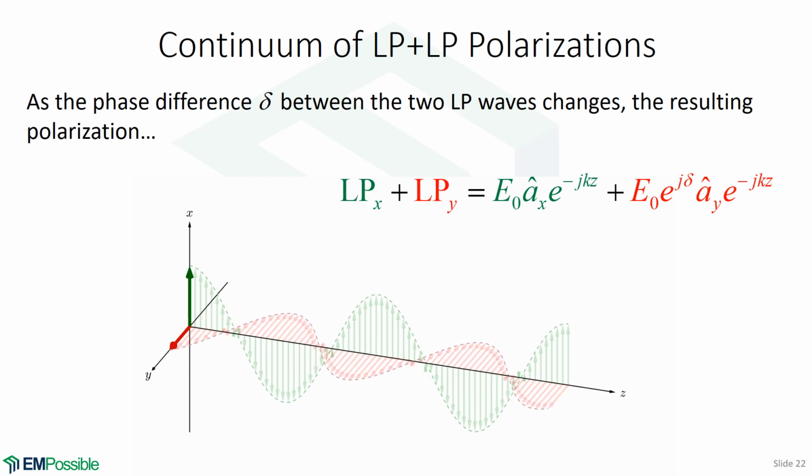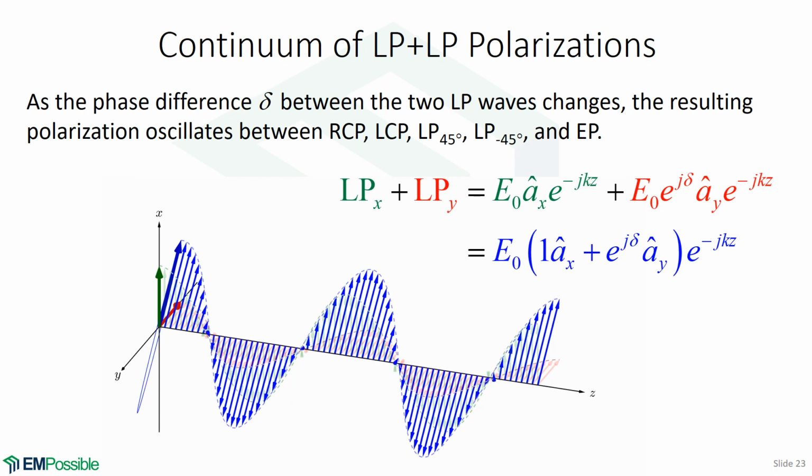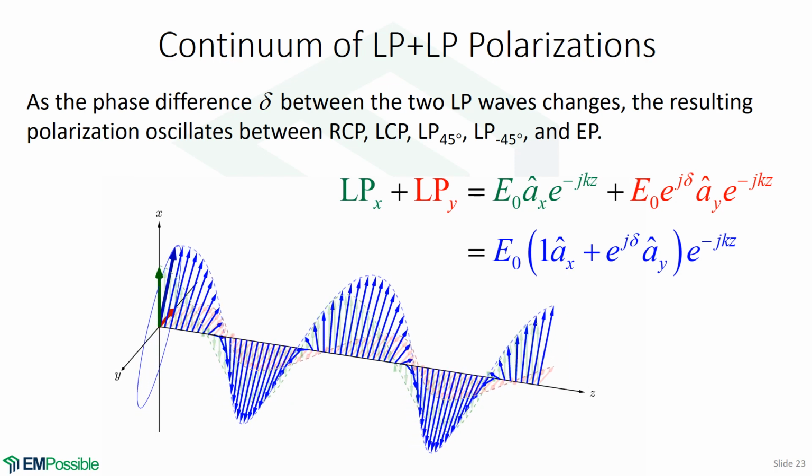And how much phase am I adding? Well, mathematically, I'll call this delta. So we're just adding two linear polarizations and just adding a little bit of phase. So they start off in sync, and then we just slide that. What happens when we do this? The blue is the continuum.